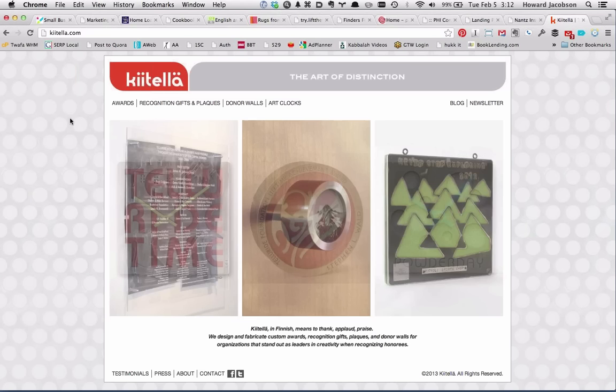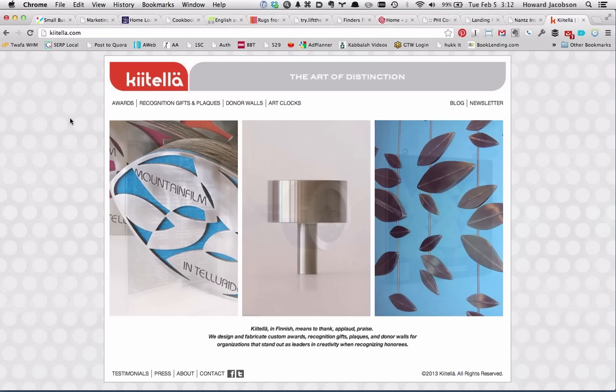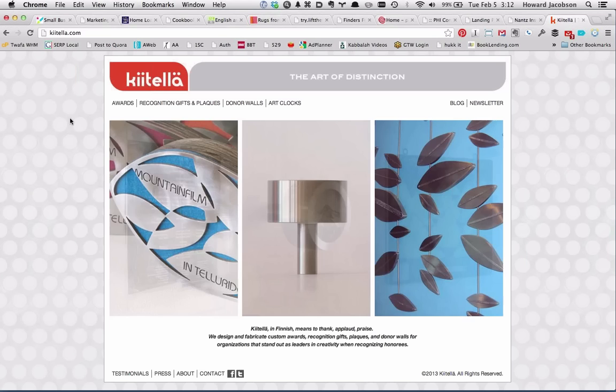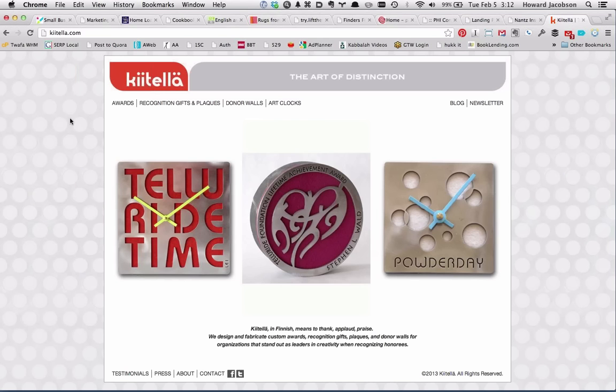Okay. So Nicholas has a piece of advice that I like. Said, next to the name, a small blurb of what you do. The art of distinction is another one of those phrases that means absolutely everything and nothing. So instead: awards, plaques, gifts, created by a local artist, created by an artist.